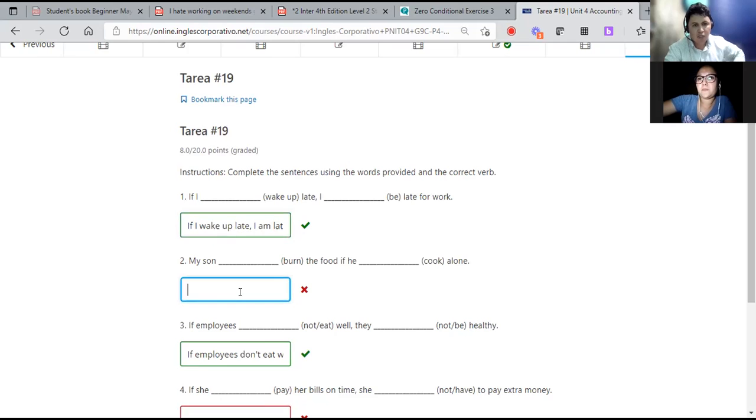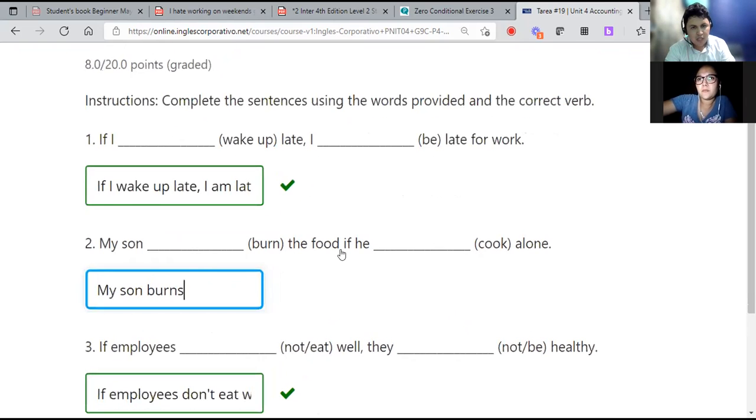Lo que tiene que tener cuidado es que usted va a reescribir todo. My son, ¿cómo sería esta? Tercera persona del singular en presente. Sería burns. Burns con S porque es él, mi hijo. Mi hijo quema la comida si él... Burns the food. Sería solo food. Burns the food if mi hijo quema la comida, si es la condición if. ¿Y qué? Put if the alone.